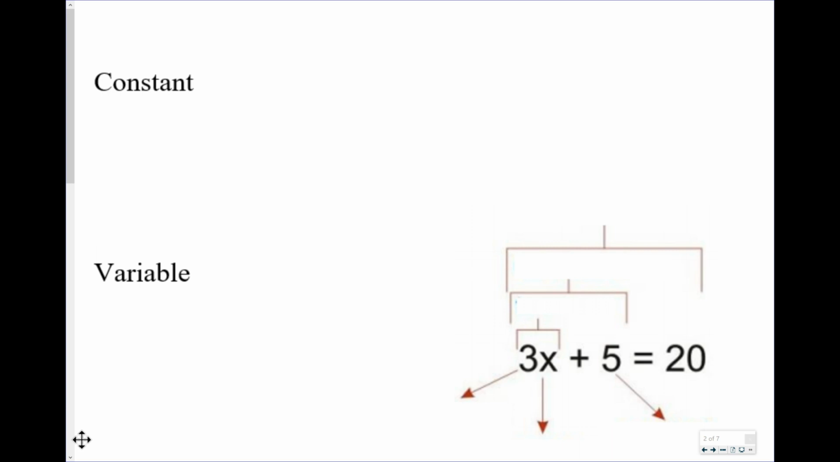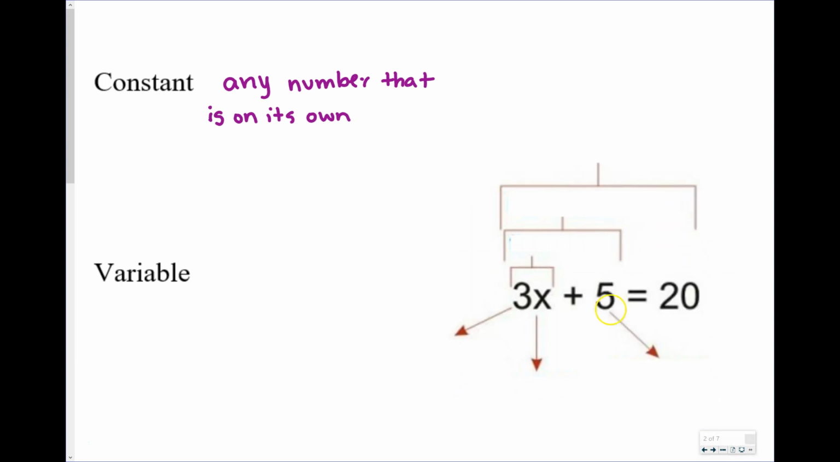So the first one I need you to know is the word constant. A constant is any number that is on its own. So if I look at this little, I've given you an equation down here, 3x plus 5 equals 20, and all of these words we use can just basically be assigned to this type of thing. So I'm going to move this up just a little bit.